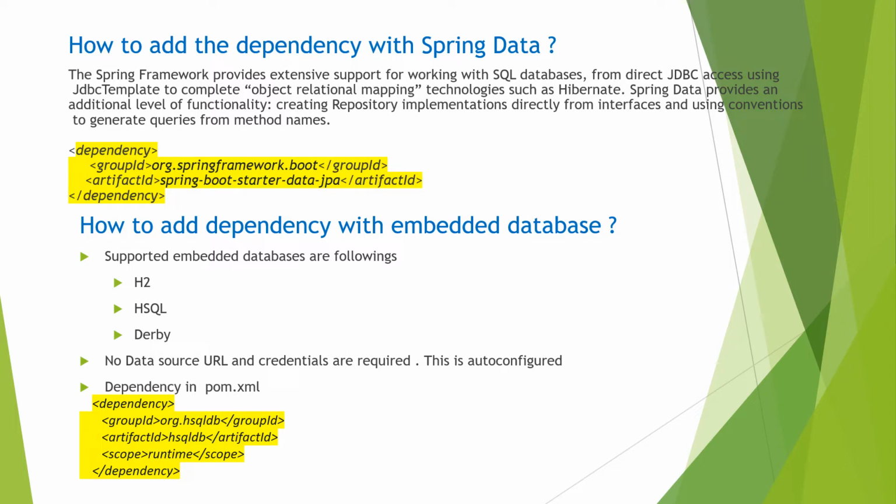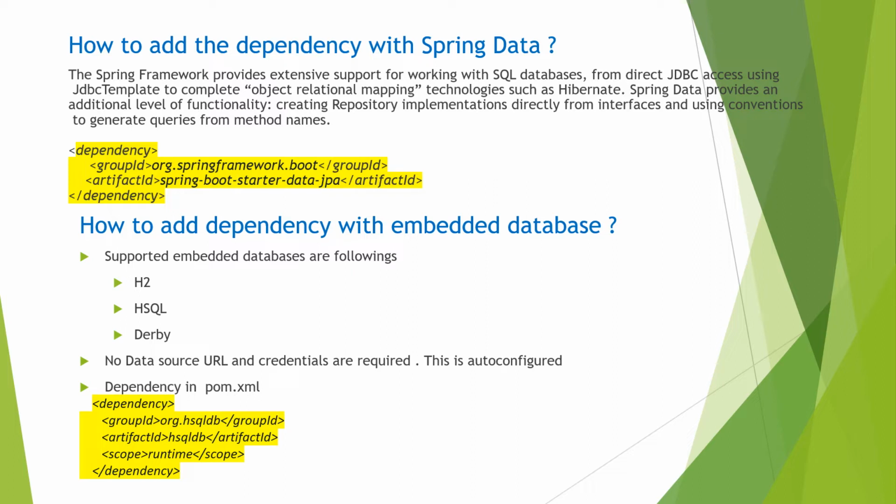This is the corresponding dependency, that is the group ID, and that is the artifact ID. This is a starter. The JPA starter needs to be added. Once we add this JPA starter, Spring Boot will download the corresponding dependent files.